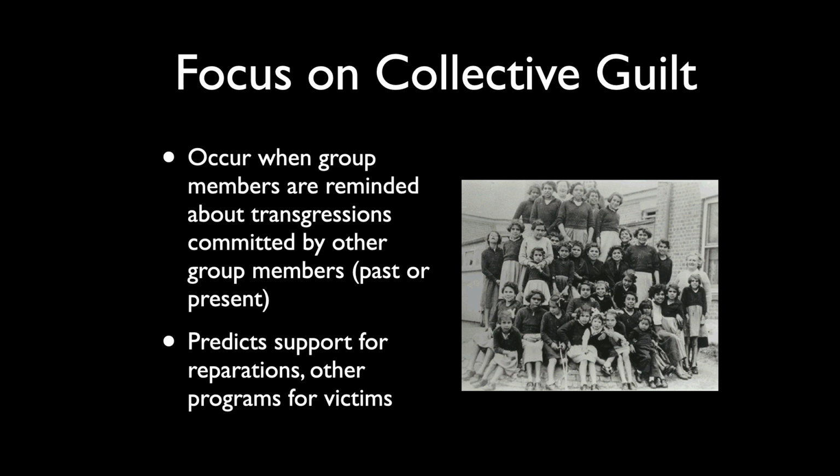Collective guilt is when a group is reminded about the transgressions committed by their other group members, past or present. So the idea is that I belong to a group, and perhaps our group as a whole has done something wrong to another group. Now, the participant may not have done anything. You, the individual who's in this group, may have nothing to do with that particular transgression, but you belong to this group that has been known for doing this thing to the other group.